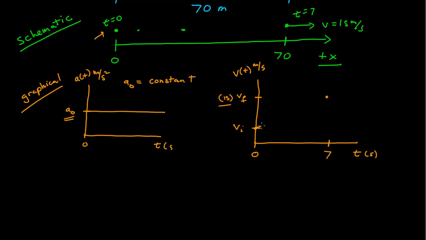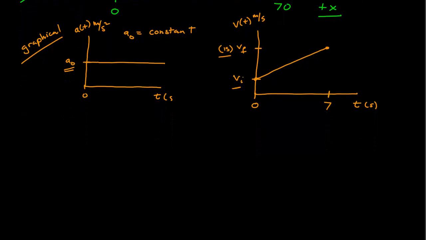And so I can draw a straight line here because I know, because the acceleration is constant, the velocity is increasing linearly. So I don't know what my initial velocity is yet, just like I didn't know the acceleration. So that would be a graphical representation of the velocity as a function of time.